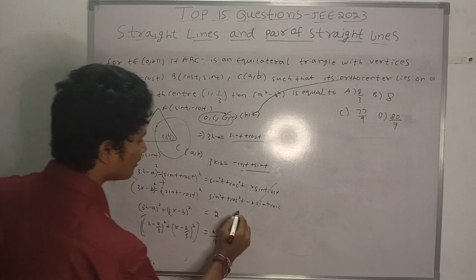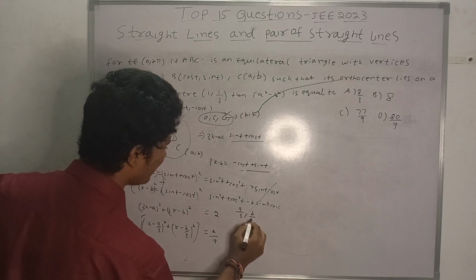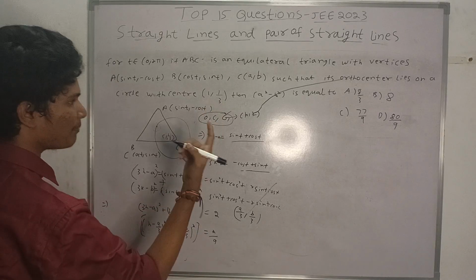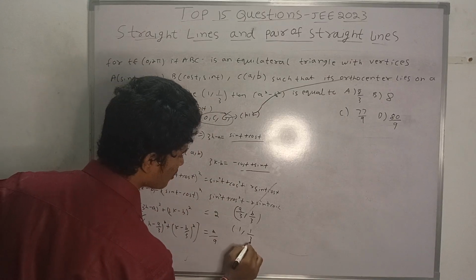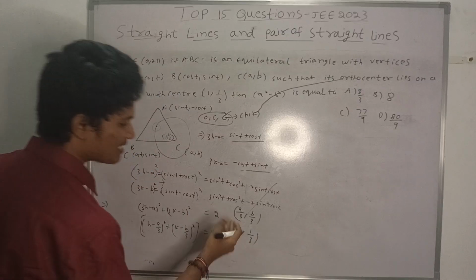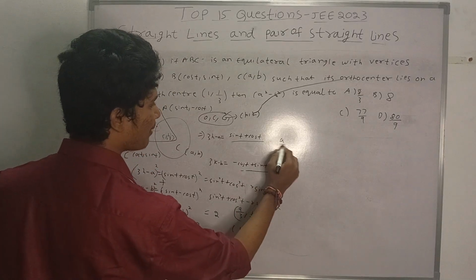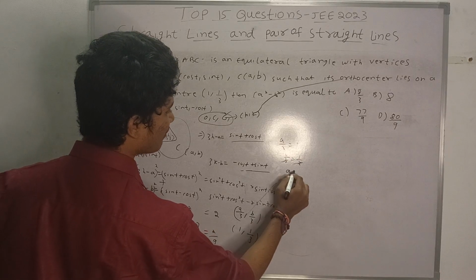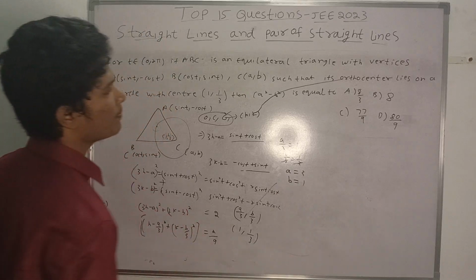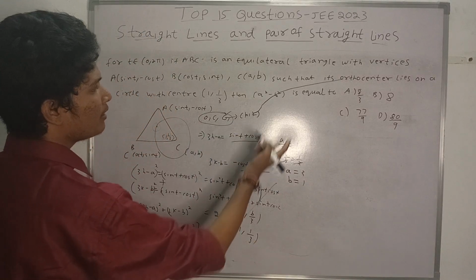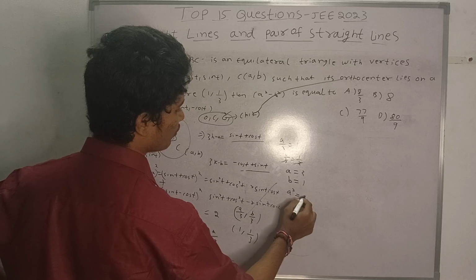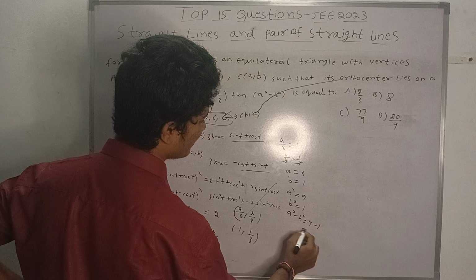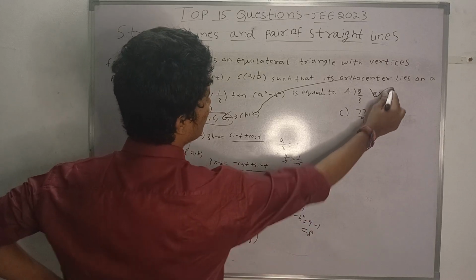And what is the center here? The center is A by 3 comma B by 3. But what they have said is that 1 comma 1 by 3 is the center. So these two are the same points. Basically from these, A by 3 equals 1 and B by 3 equals 1 by 3. So A equals 3, B equals 1. What are they asking? A square minus B square. A square equals 9, B square equals 1, so A square minus B square equals 9 minus 1, that equals 8. So the answer is B here.